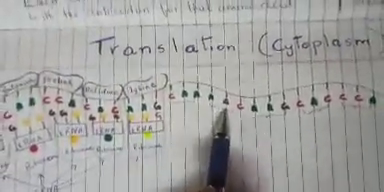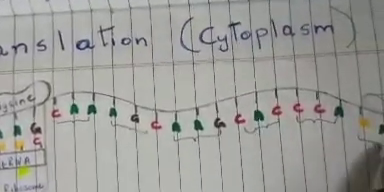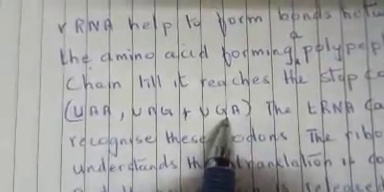Now this process will not go on and on. It will stop. An amino acid will be formed here, here, here. Now when it comes to this, it means a stop codon. The stop codons can be UAA, UAG, and UGA. Any one of these is a stop codon.